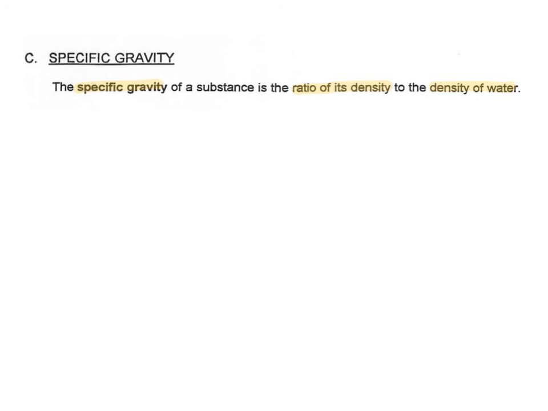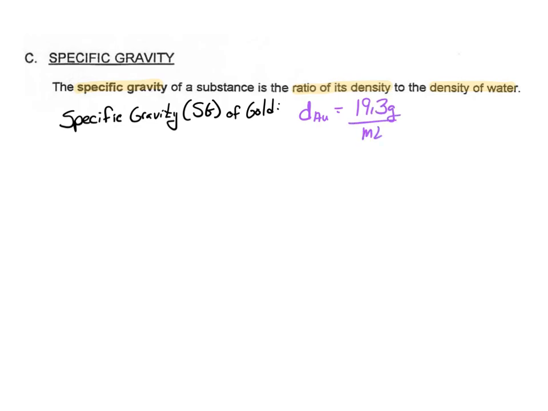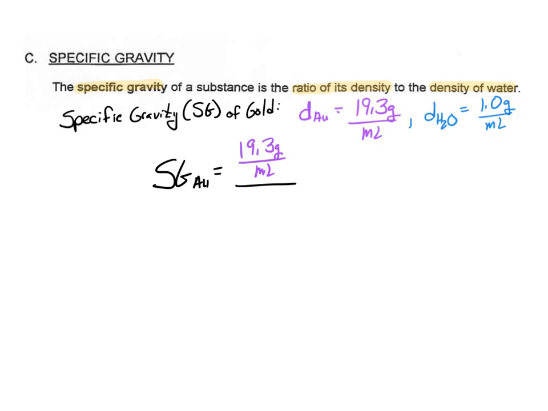For example, let's try to find the specific gravity of gold. On the previous page, we saw that the density of gold was 19.3 grams per milliliter. We're going to be using that in this equation. Recall that the density of water that you were to memorize was 1.0 gram per milliliter. Therefore, the specific gravity of gold is equal to 19.3 grams per milliliter divided by 1.0 gram per milliliter. We calculate that, we get the answer of 19.3.